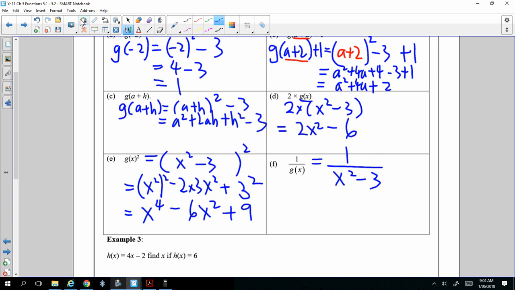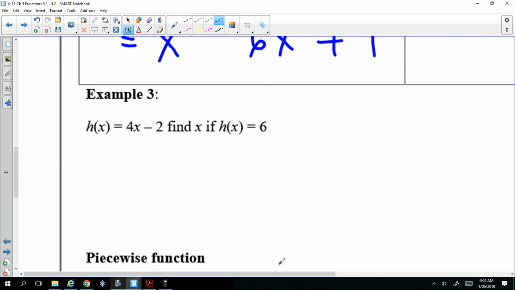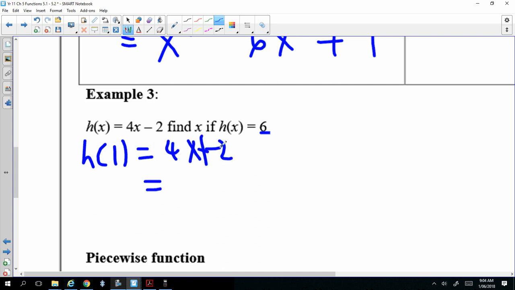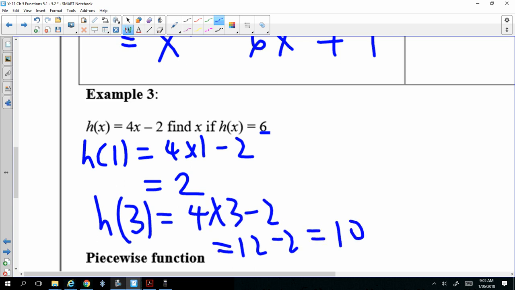All right, how to do the next one? So what do you do? You have to find the x value that you substitute to get the answer 6. For example, h of 1 equals 4 times 1 minus 2, so you get 2. But we want the answer 6, isn't it? Maybe I'll do h of 3. Anyone can see that's 12 minus 2. Still doesn't work. So instead of doing trial and error, let's substitute.